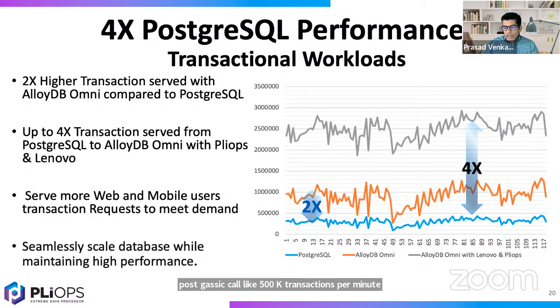Then running with the Lenovo and the Plabs, that performance shot up to 2 million transactions. So that means 4x transactions compared to PostgreSQL using this combination. And what does it mean for an end user? It can serve more web and mobile requests, and this works with the seamless data growth that is happening in the enterprise.